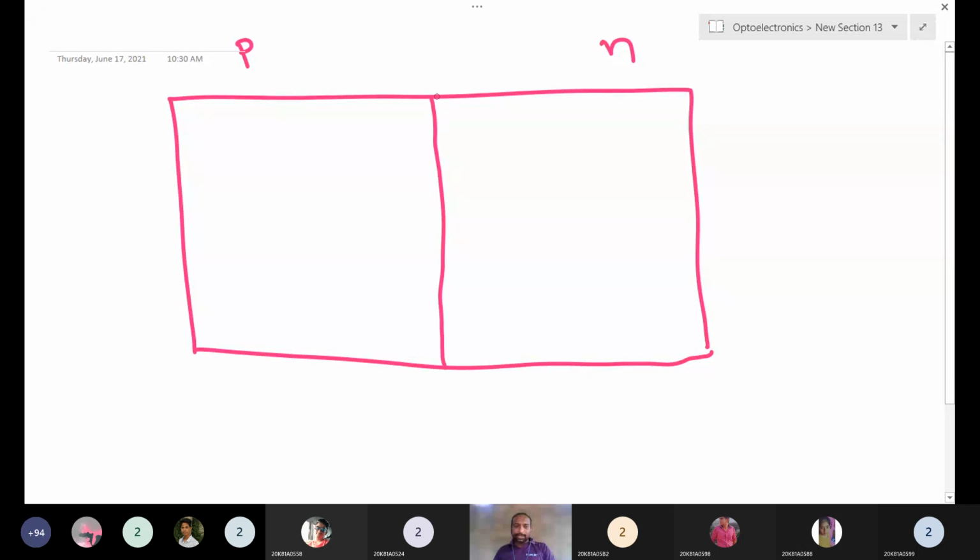We know in p-type semiconductor, holes are the majority carriers, right? In n-type, electrons are the majority carriers. So this is done. After that, here we are not connecting any biasing condition. So holes are the minority in n-type and electrons are the minority in p-type. Minority means the density of electrons is lesser compared to holes in p-type, and the density of holes is lesser compared to electrons in n-type semiconductor.